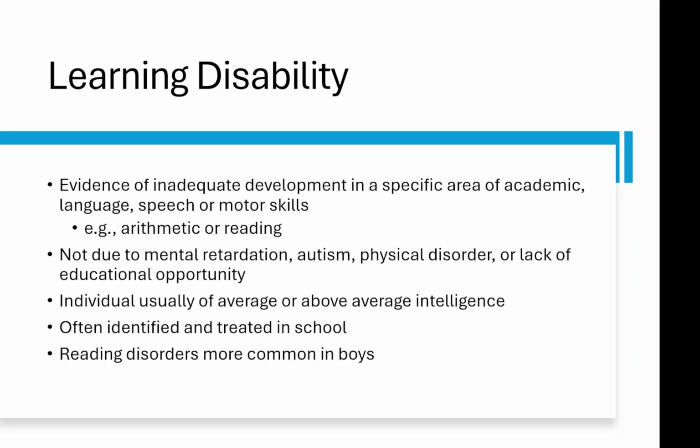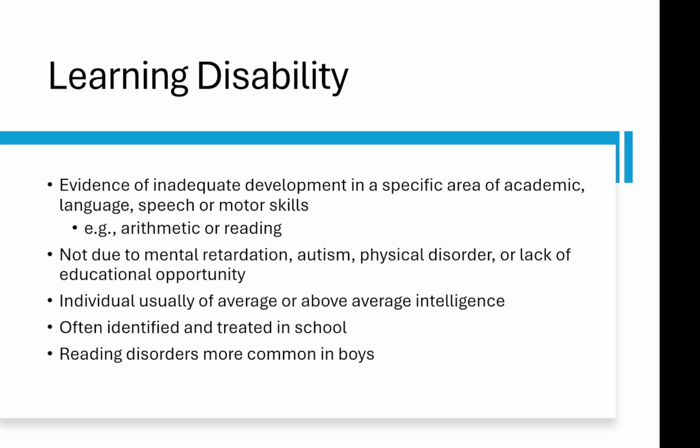In the case of learning disabilities, there's often evidence of underdevelopment in a specific area, such as math or reading. To be diagnosed with a learning disability, the issue cannot be attributed to factors like intellectual disability, formerly known as mental retardation. It cannot be attributed to autism, physical disorders, or lack of educational opportunity. It is important to note that while the DSM still uses the term mental retardation, the updated terminology is intellectual disability.